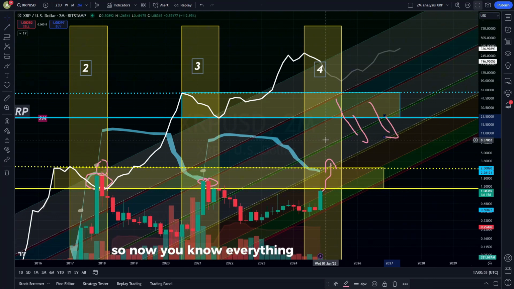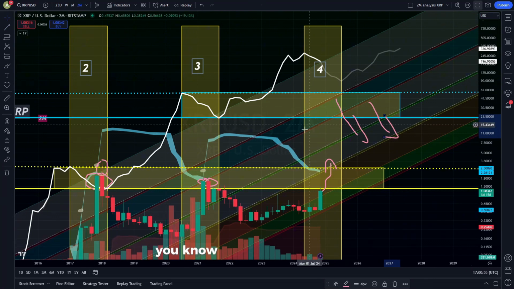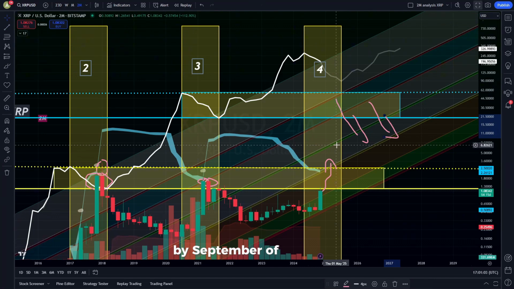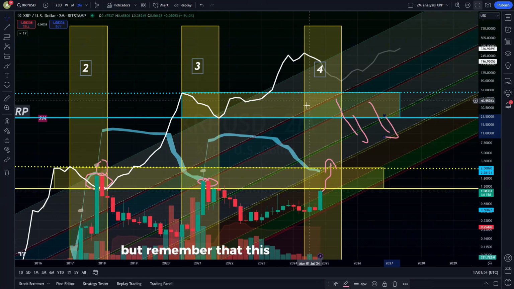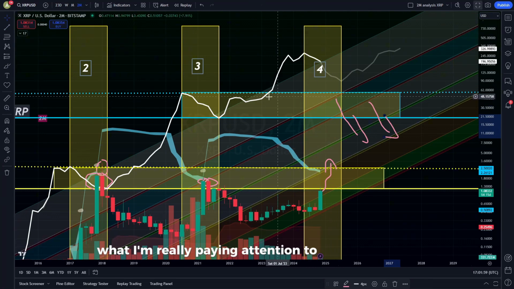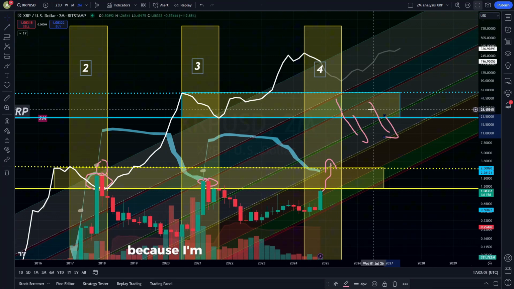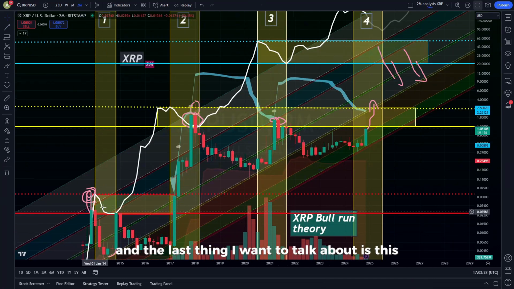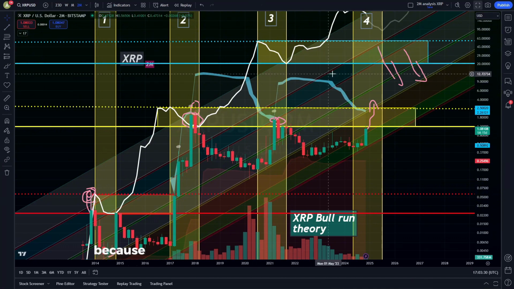So now you know everything about my theory. You know that we have this time box, and that XRP should reach a top by September of next year. But remember that this is pure speculation for this time window. What I'm really paying attention to is this blue box, because I'm convinced that if we reach it, we will be rejected by it. And the last thing I want to talk about is this blue band going up, because this is also a strong resistance for XRP.